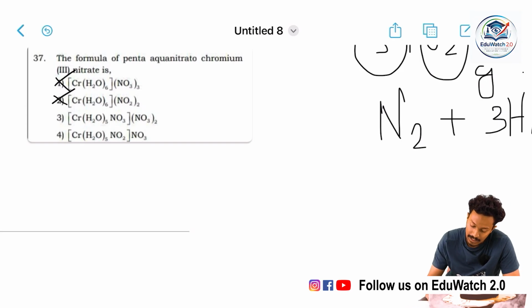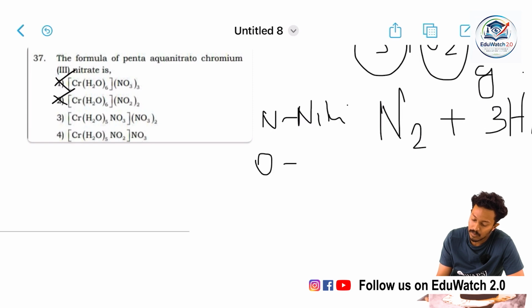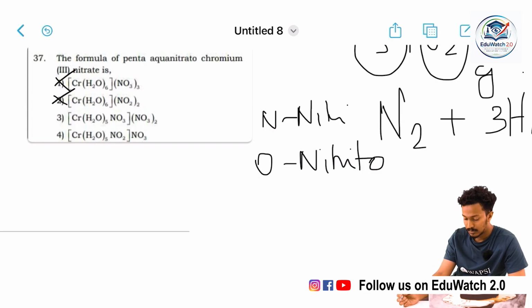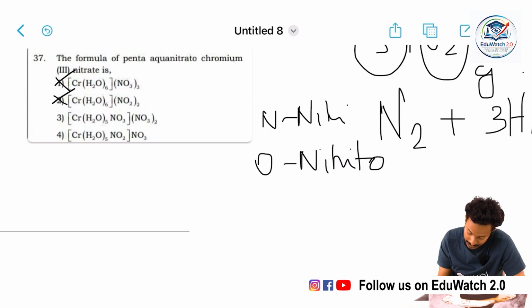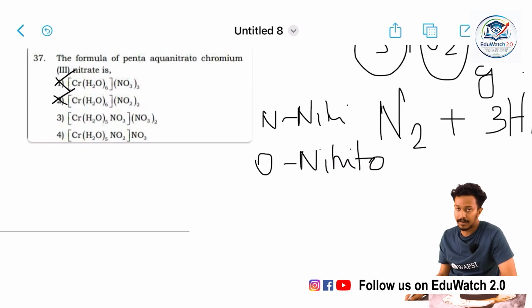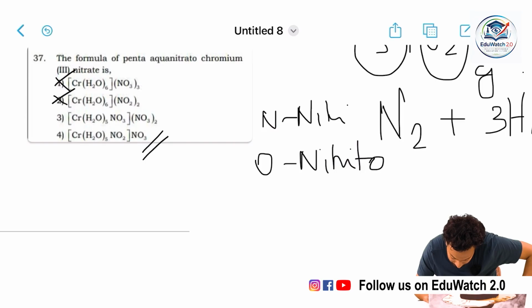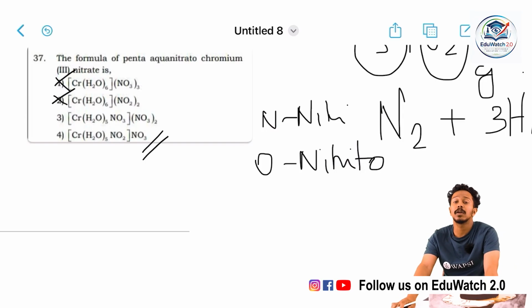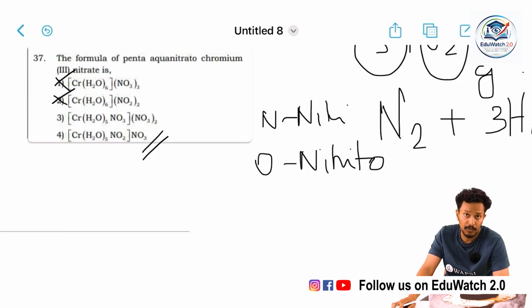There are two types of nitro group, N-nitro and O-nitrito. This is the fact that NO2 is an ambidentate ligand which can coordinate with nitrogen as well as oxygen. So, it's a pentaaquanitro NO2 group, chromium 3 nitrate. NO3 is the nitrate. So we must check the oxidation state of option number 4 to confirm the result.